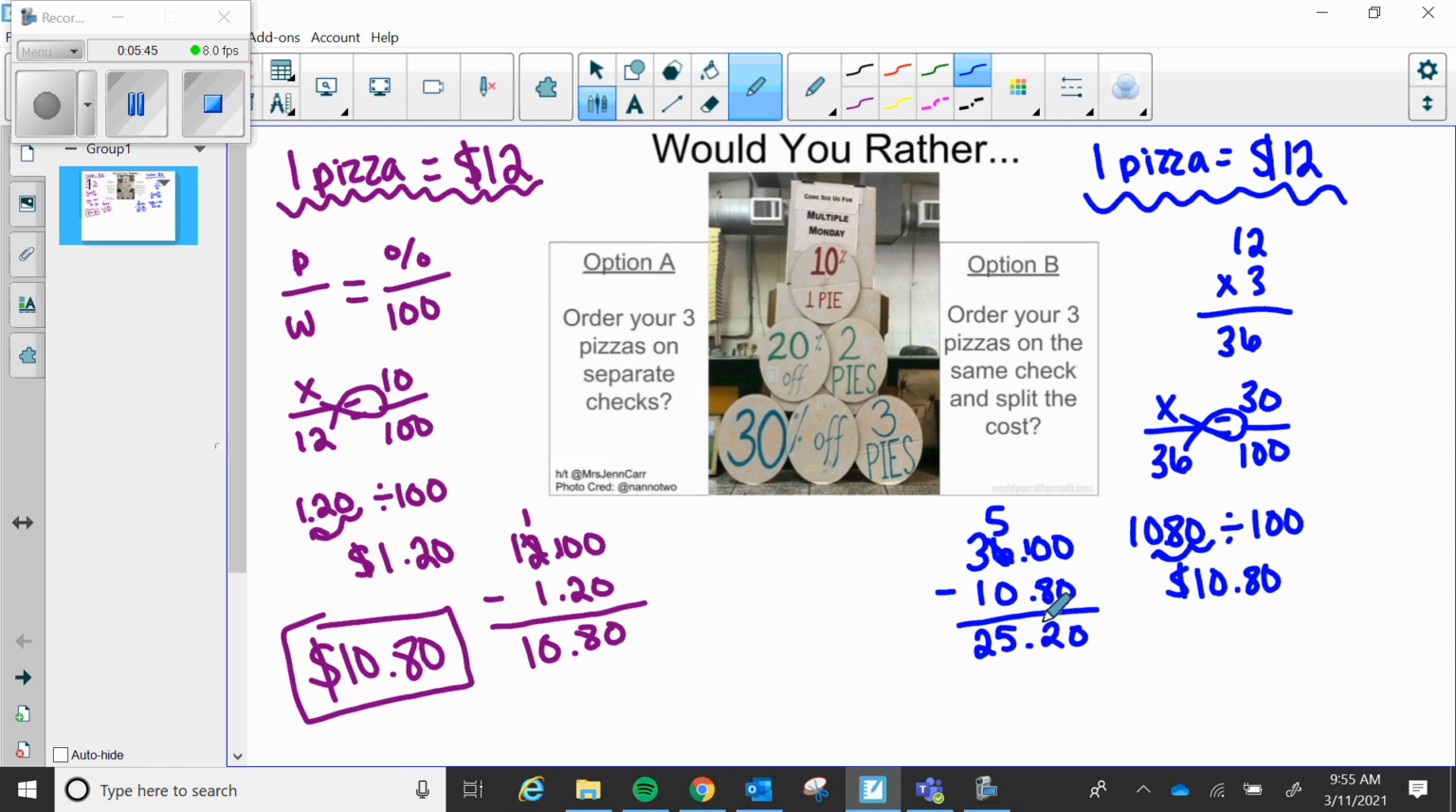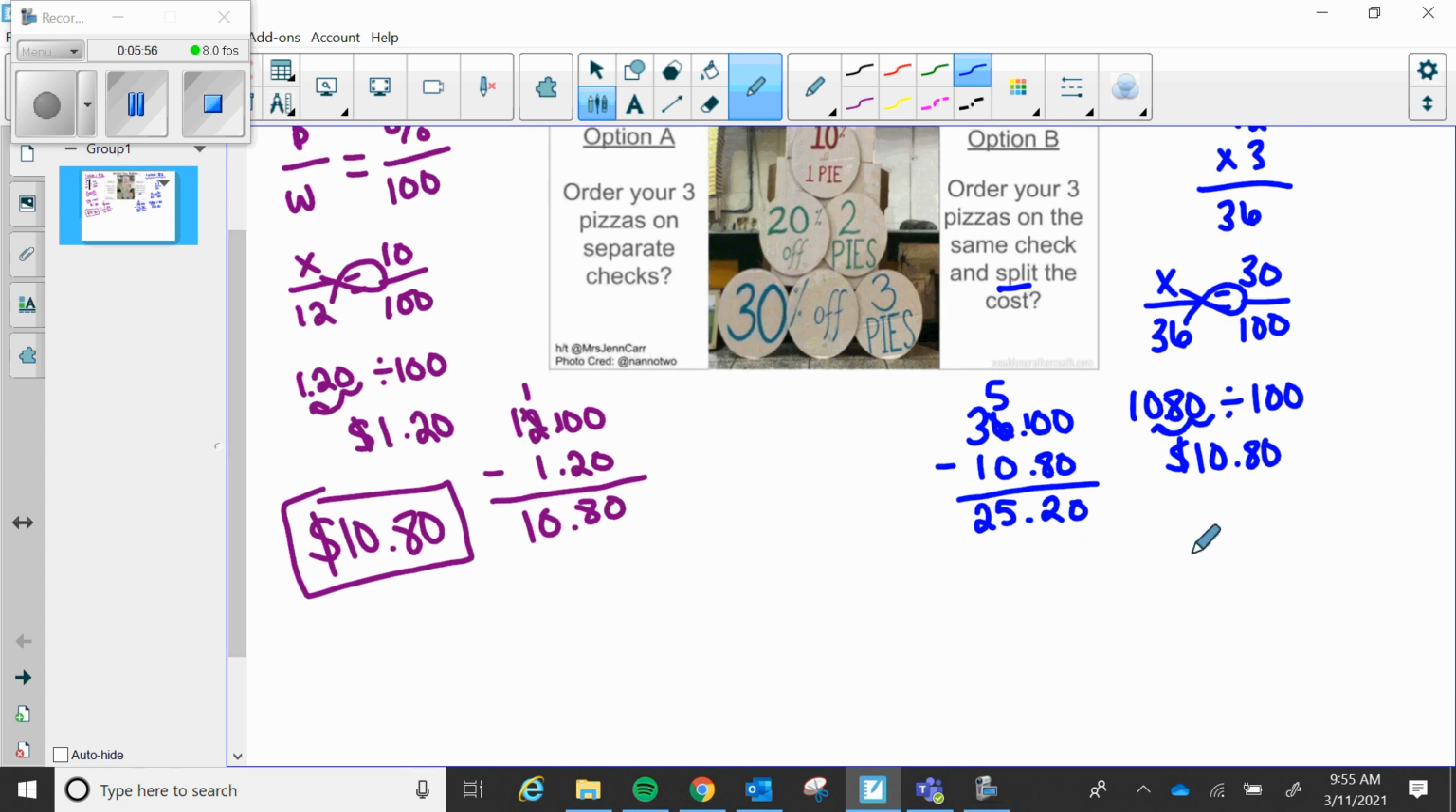However, all 3 friends are splitting the cost, which means that I would have to divide this by 3 to figure out exactly how much each person is going to pay. So 25.20 divided by 3, split into 3. 3 cannot go into 2, but 3 can go into 25 8 times. 8 times 3 is 24.